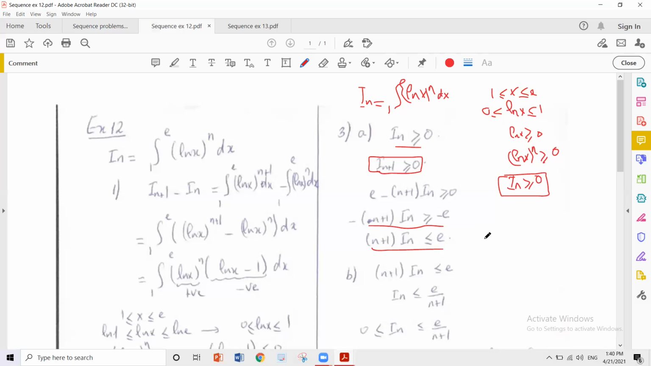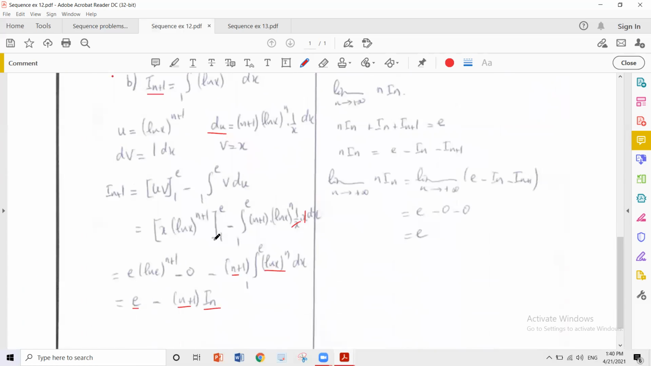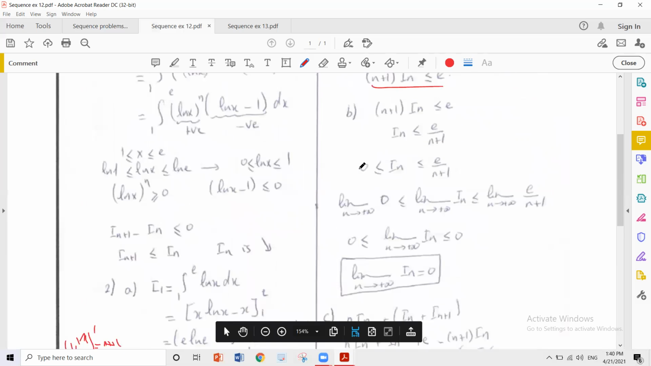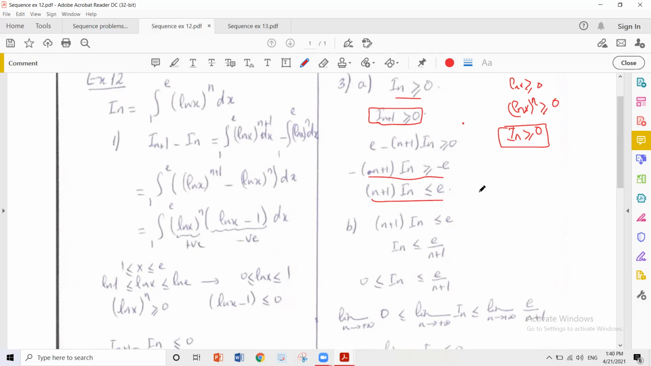Professor, how did we directly put e minus? Okay, yes. In this part, for I_{n+1} we found e minus (n plus 1) I_n. Did you see this? Yes. We put its value in place of I_{n+1}: e minus (n plus 1) I_n greater than or equal to 0. We bring e to this side, it becomes minus e, and we multiply by minus to get the relation.